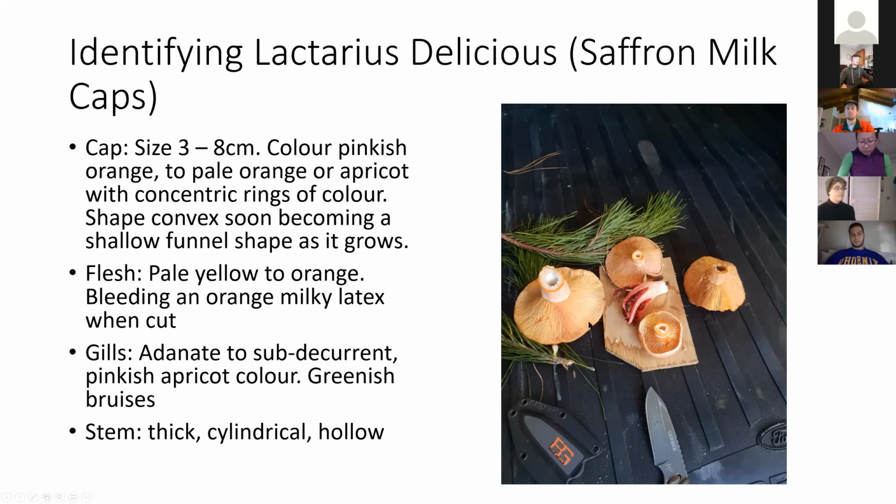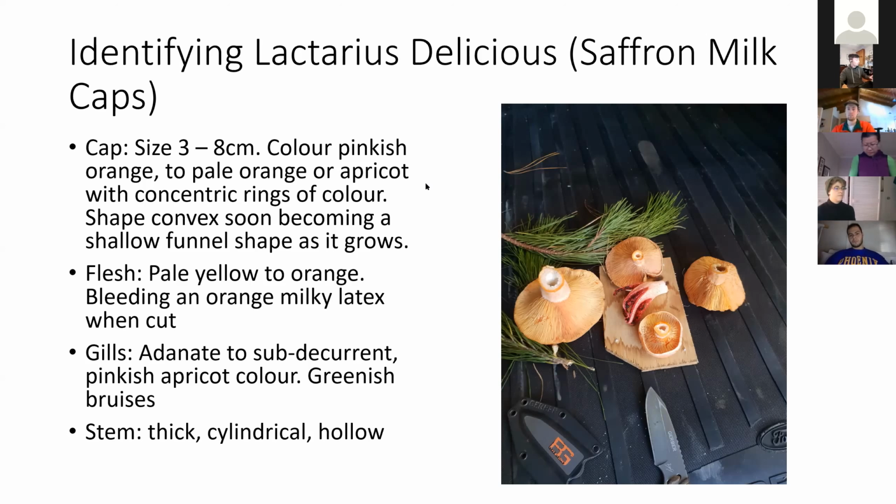If you have a look at this picture on the right, these are ones that I found yesterday. There's a whole range of shapes, and there's a stinkhorn in the middle. Yeah, so you can see it's got a nice hollow stem. We'll go from the beginning. Basically you want from like 3 to 8 centimeters. It's got this pinkish to pale orange or apricot color with concentric rings of color around the outside.